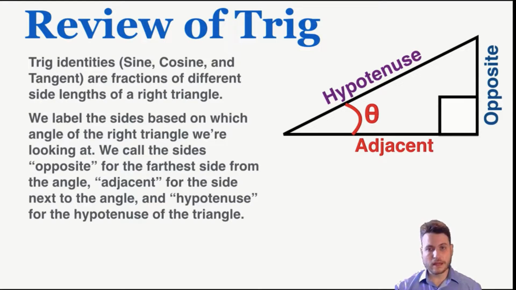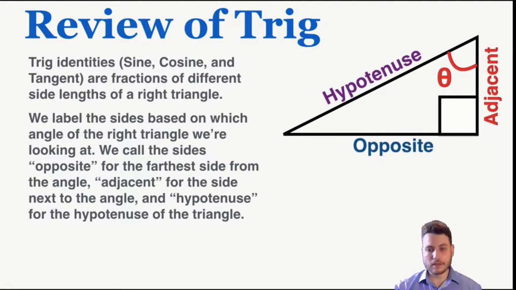If I were to move the angle to this side, I can see that the opposite side is now on the bottom here, and the adjacent side is now up there. So those two sides switched, but the hypotenuse stayed the same. So the opposite and adjacent depend on which angle you're looking at in the triangle.